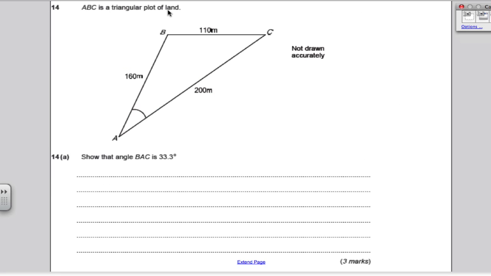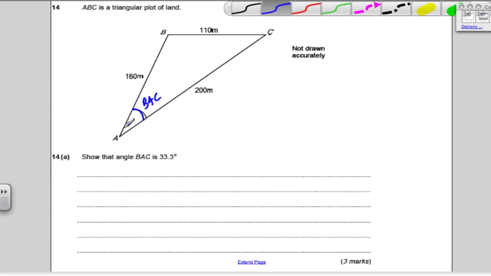ABC is a triangular plot of land. Show that angle BAC, i.e. B to A to C, this angle here is 33.3. So this is angle BAC. Let's label up our triangle here. Before we start, just notice this doesn't look like a right angle triangle. So normal right angle triangle trigonometry or Pythagoras or stuff like that doesn't apply here. We're thinking cosine rule or sine rule.